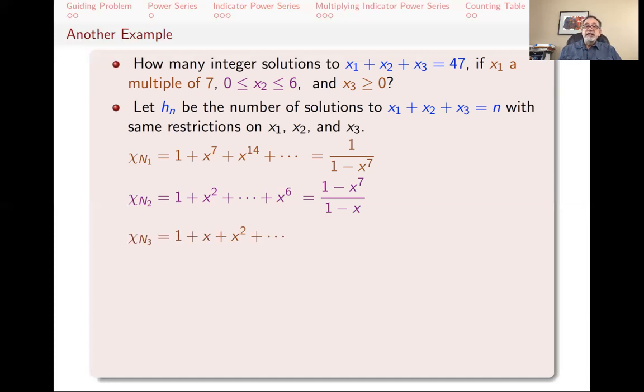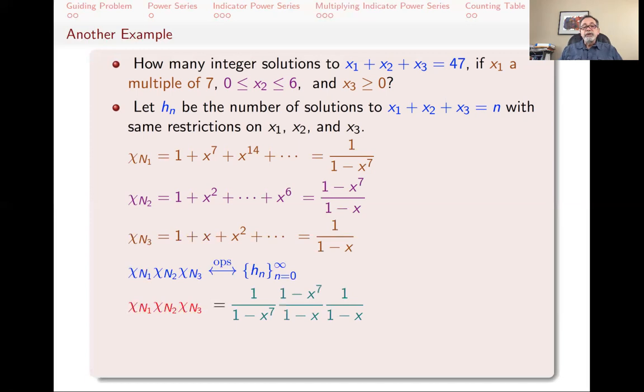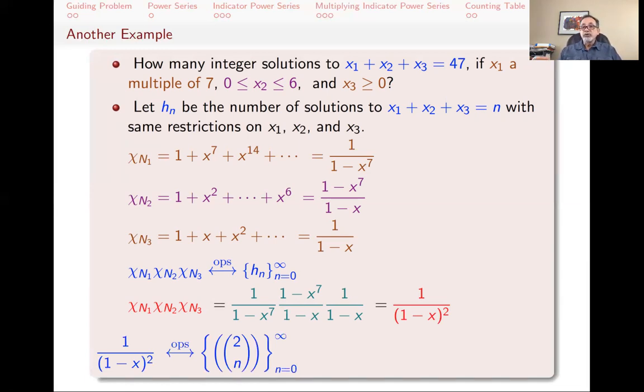And the last one can be anything, so it's just 1 over 1 minus x, the geometric series. Then we have to multiply these, and when we multiply these three, this has been doctored so that nasty things go away, and we get 1 over 1 minus x squared. And we know that that's the ordinary power series of multichoose numbers, 2 multichoose n. And so H47 is going to be 2 multichoose 47, which is 48.